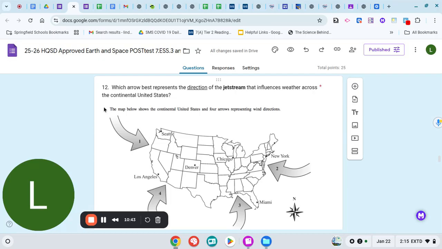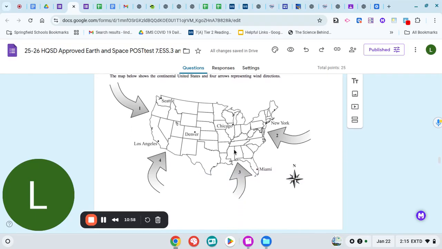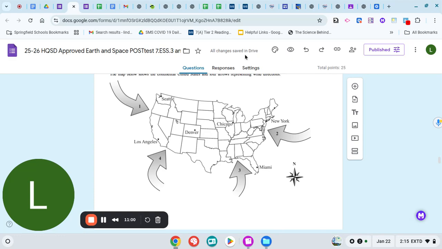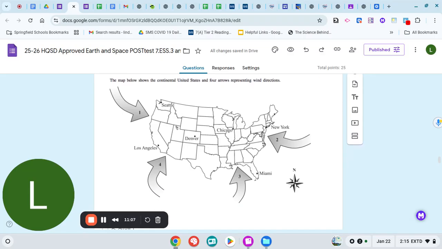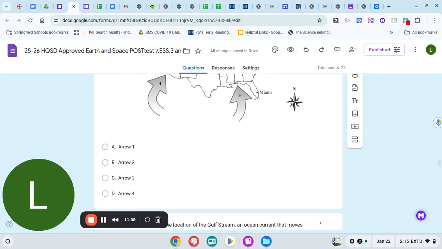Is it 1, which goes like this? Follow my mouse arrow. So 1 is this way. 2 goes this way. 3 goes this way. And 4 goes that way. So what direction of the jet stream influences weather? What is the direction of it? 1, 2, 3, or 4? Pause and come back.